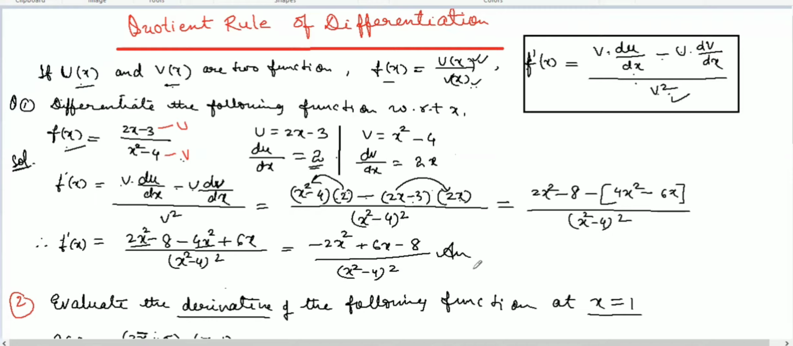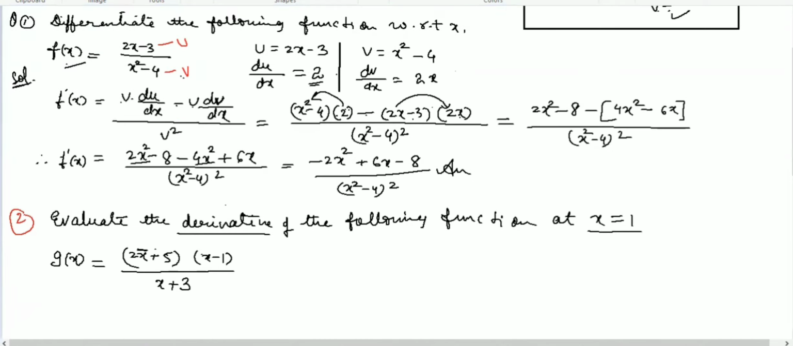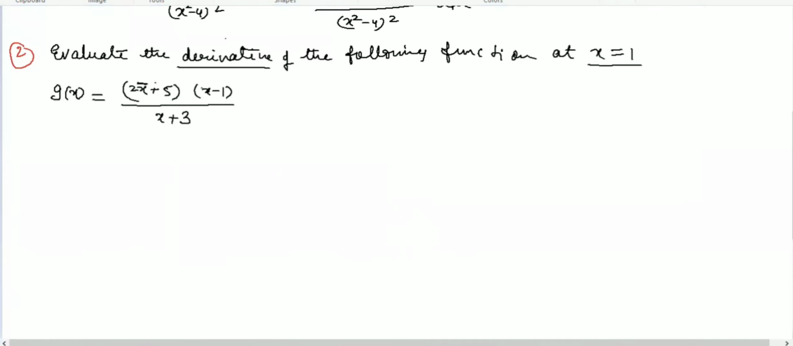So this is an easy question I took. Now for the next question, I'm going to take this one. The question is: evaluate the derivative of the following function at x equal to 1. So we need two things here. We need to derive the function first, which means differentiate the function first, and in the differentiated function substitute x equal to 1 and find the value.